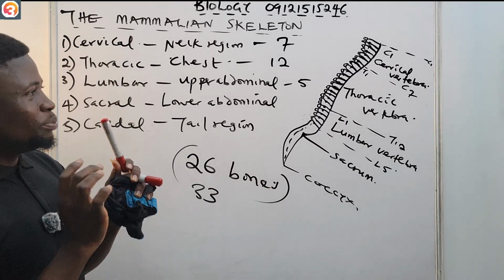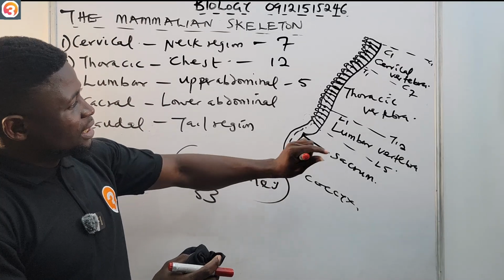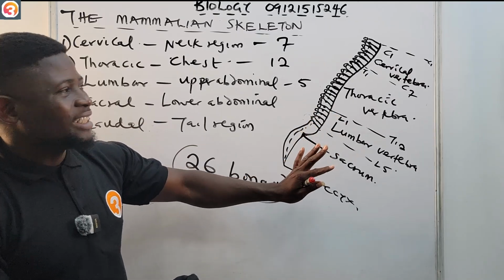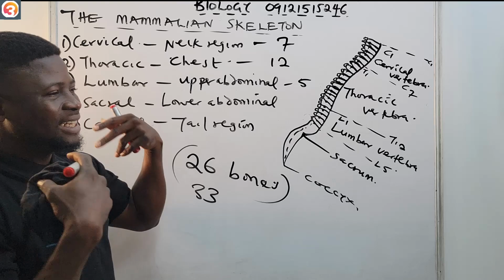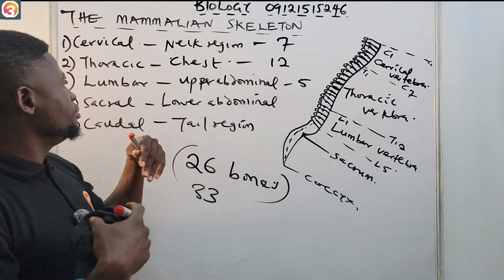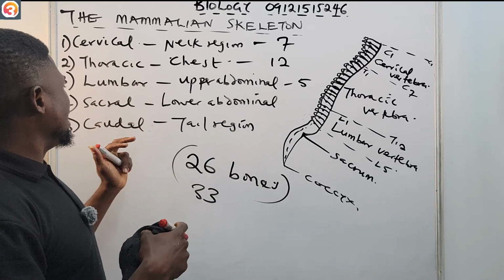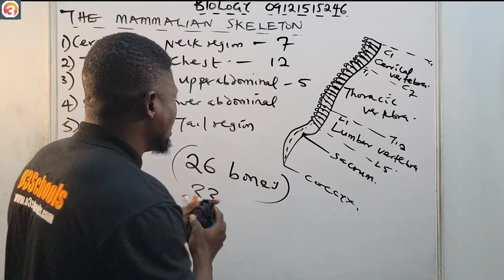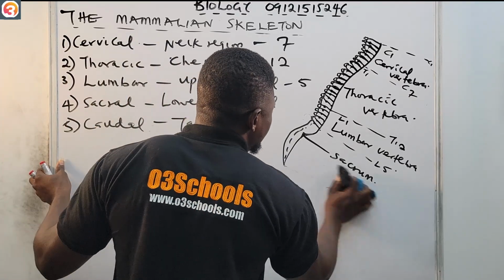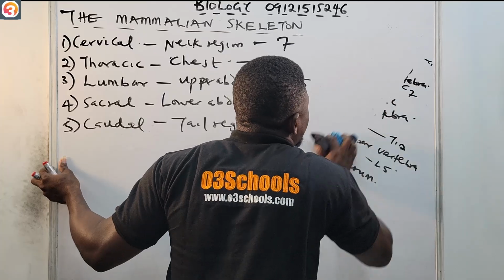Please take note of all of that, and note the number of each and the location. The cervical is found in the neck region, the thoracic in the chest, the lumbar in the upper abdomen, the sacral in the lower abdomen, then the caudal at the tail region. So now let's look at the cervical vertebra.